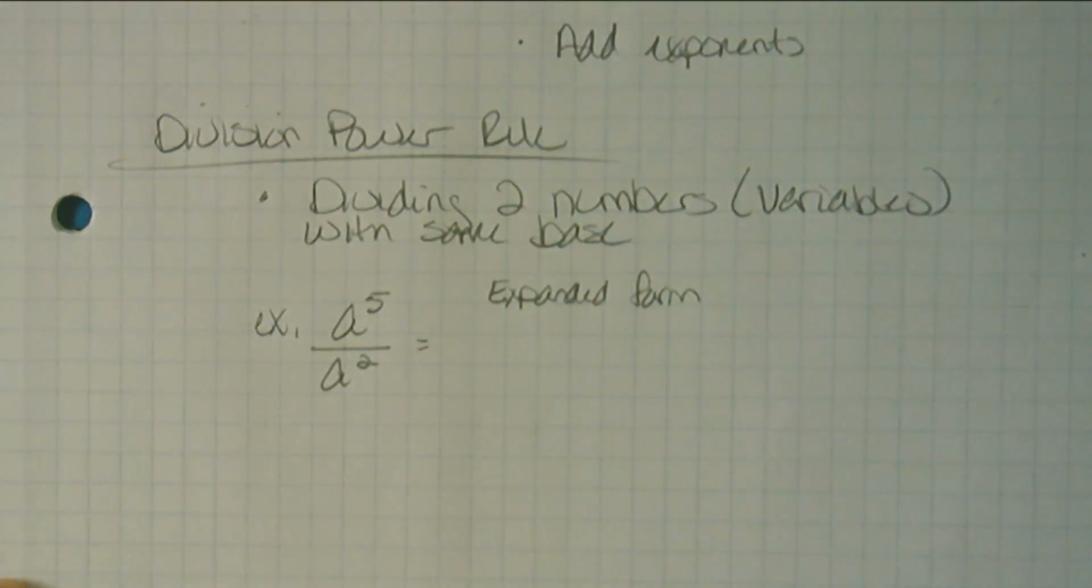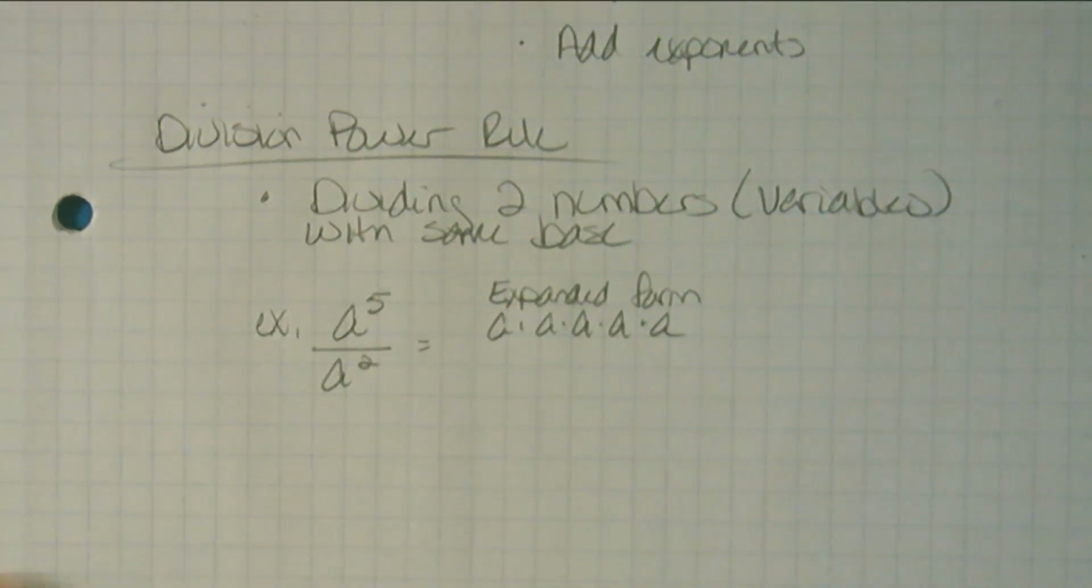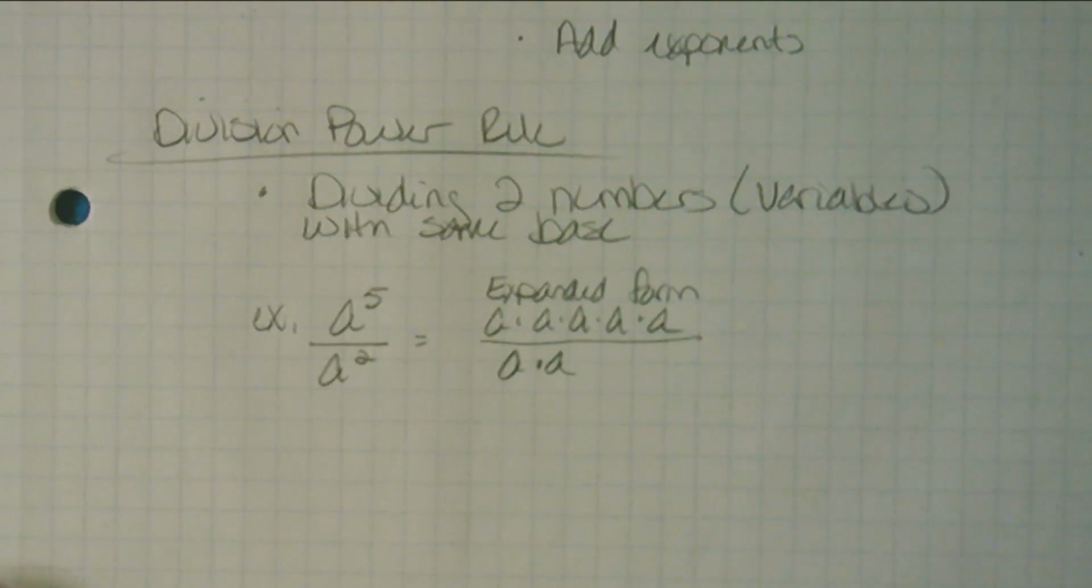what does a to the 5th mean? Cameron? Excellent. So I have a multiplied by itself 5 times. What does a to the 2nd mean? Ada? A times a.